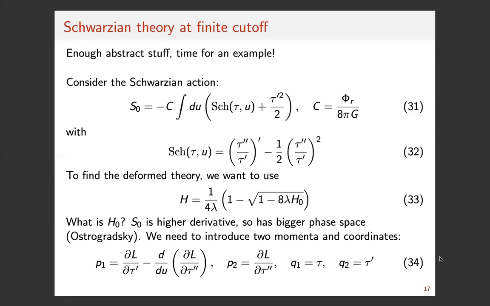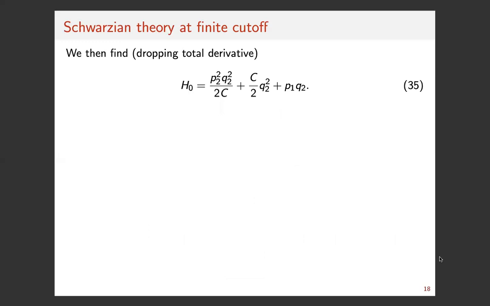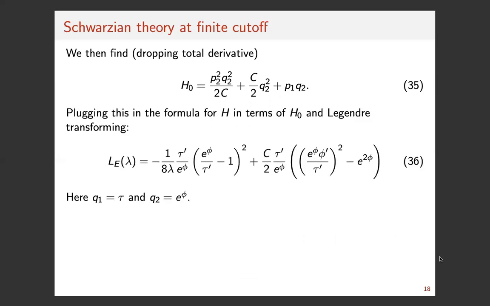Okay. So you have to define two additional momenta and coordinates to write the Hamiltonian in canonical form. When you go through the trouble, you'll get equation 35 for the initial Hamiltonian in terms of these momenta pi and qi. Here I've dropped the total derivative, and when you plug this back into the formula for H, the deformed Hamiltonian, and Legendre transform, you will get something that looks like equation 36. Now, 36 might seem a bit complicated, but actually it is not that complicated.